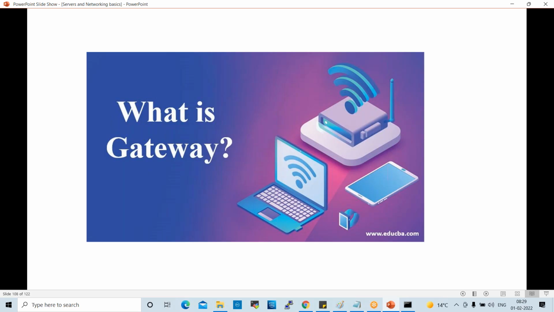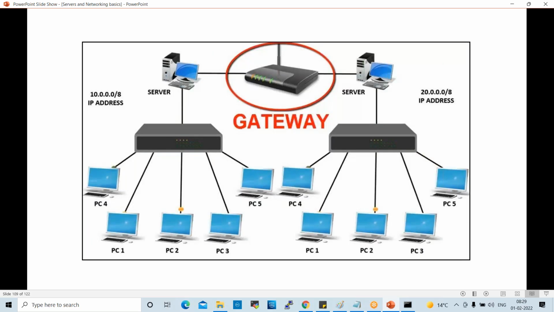What is a gateway? A gateway is a router. So why do we require a gateway? To communicate to different networks, we use gateways. See here, this is one network. This is another network. This network range is 10.0.0.0/8. This network range is 20.0.0.0/8. If you want to communicate between two networks, we require some routing, which is nothing but a gateway, right?